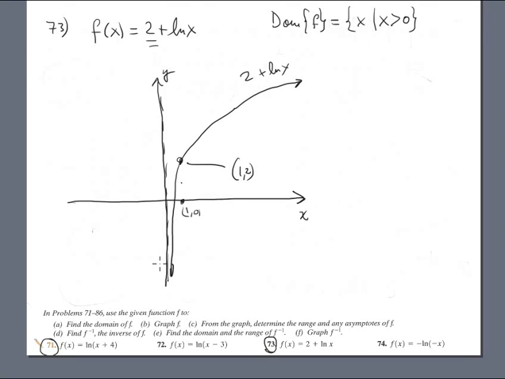One more piece of information they want: they want to determine the range. The range of f, looking at the graph, it's obvious it's all real numbers. It's obvious here, covering positive, negative, and 0.